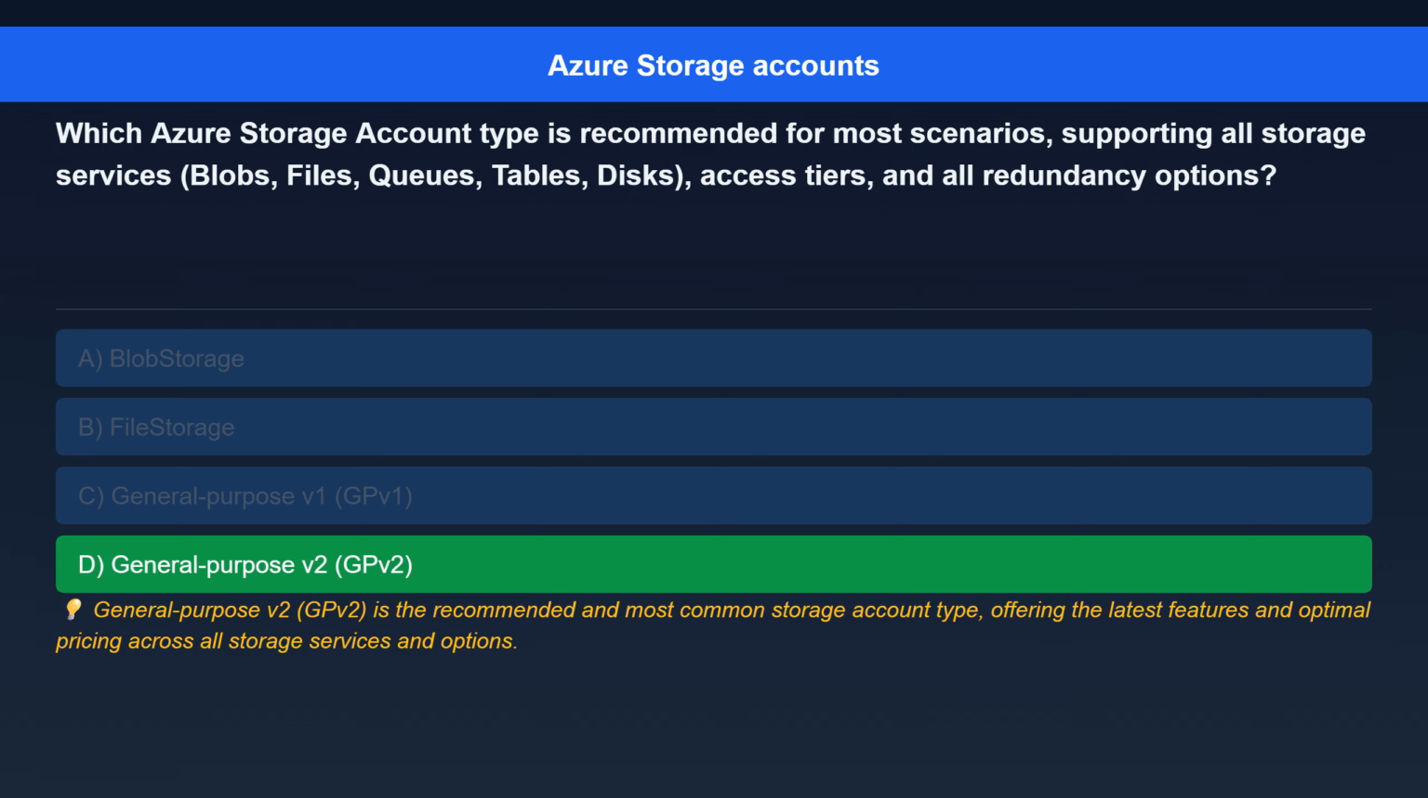The correct answer is General purpose V2, GPV2. Here's the explanation. General purpose V2, GPV2 is the recommended and most common storage account type, offering the latest features and optimal pricing across all storage services and options.